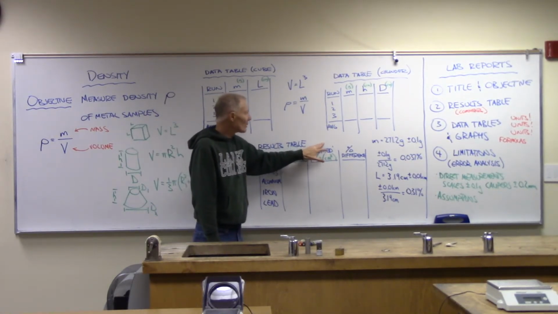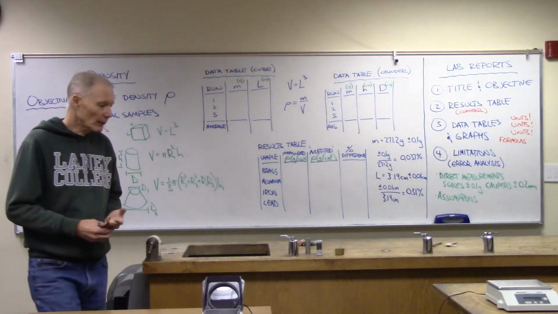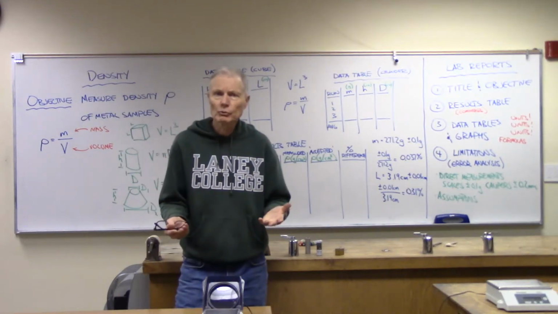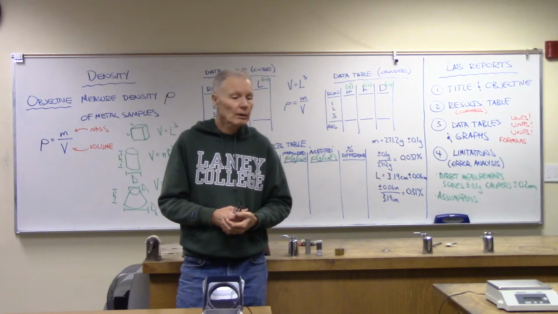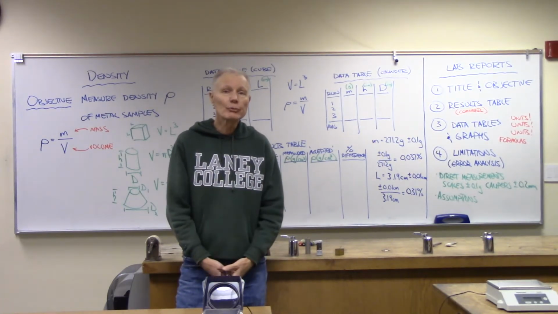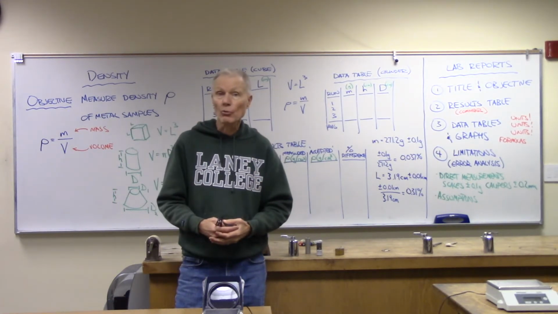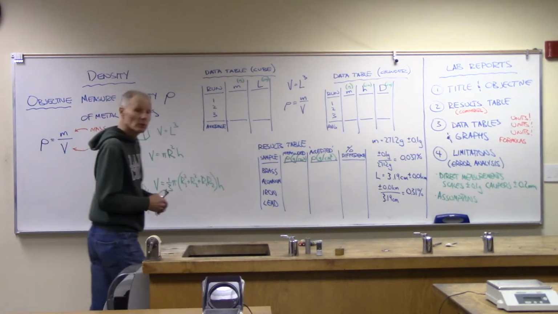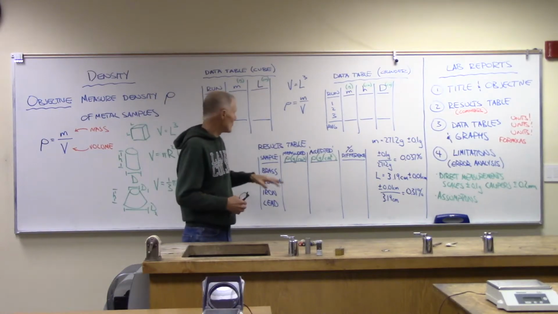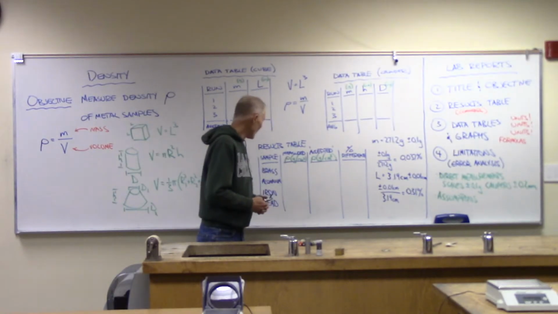Now, accepted values are going to come out of some kind of standard textbook. So you could look in your textbook and see if there are accepted values there. You could also go online and look up the densities of different metals. I'm sure you're going to find some tables online that list different metals and then give the accepted value for that particular metal.